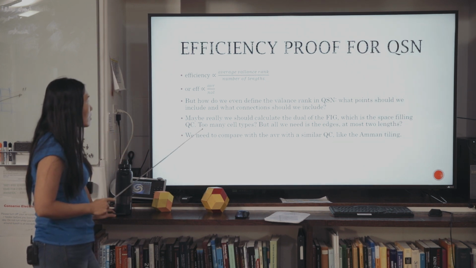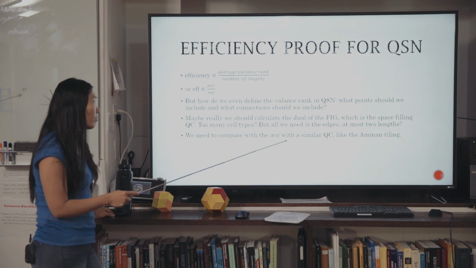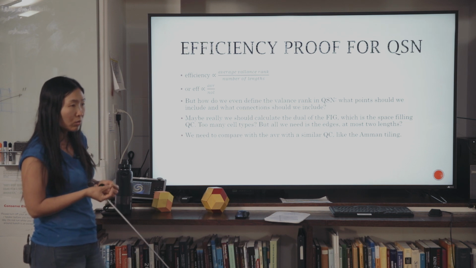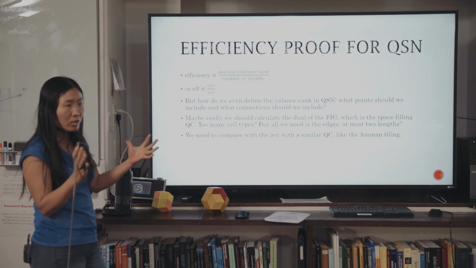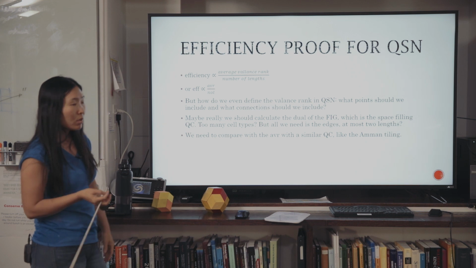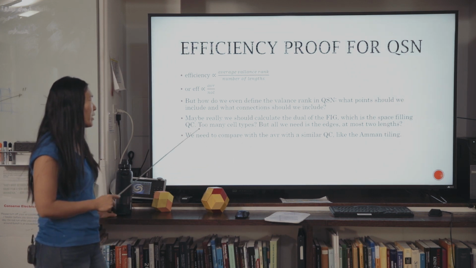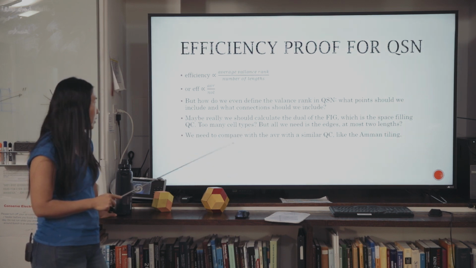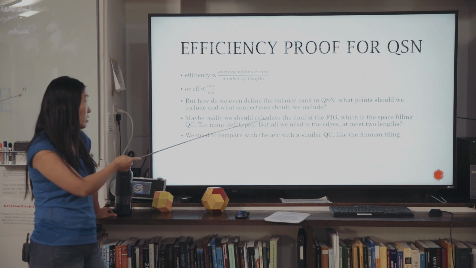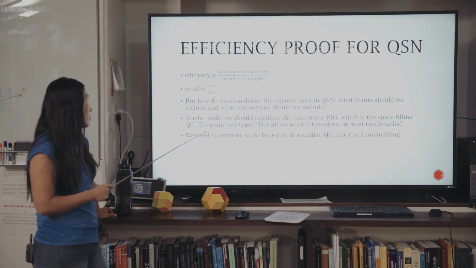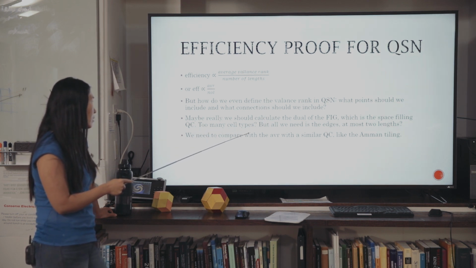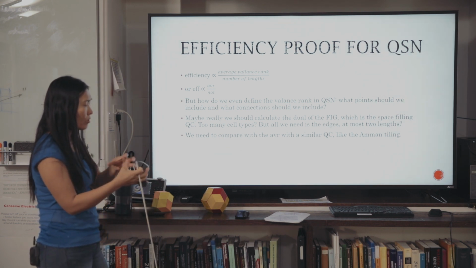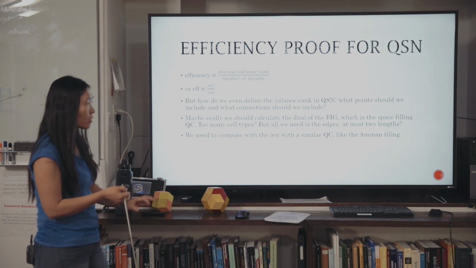So maybe we should really calculate the dual of the figure, which is a space-filling quasicrystal. The dual means the real dual, because for any grid space you have a space-filling QC. I was working on this a little bit, but I didn't continue. I worked on it a long time ago, and recently I worked a little bit more. Because it has too many cell types, how do we categorize these cell types? It's a little bit too complicated.